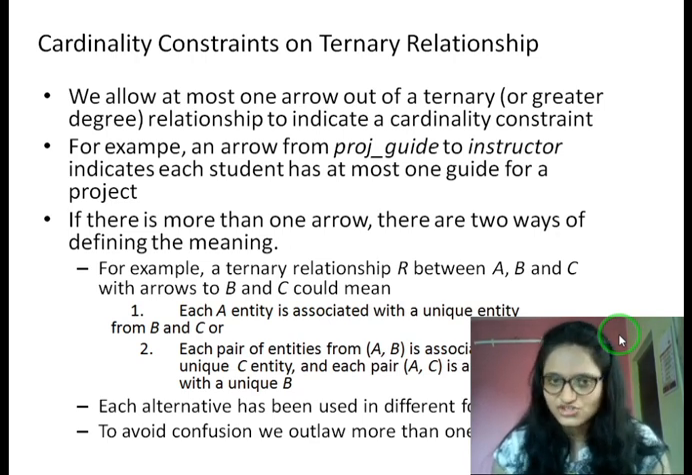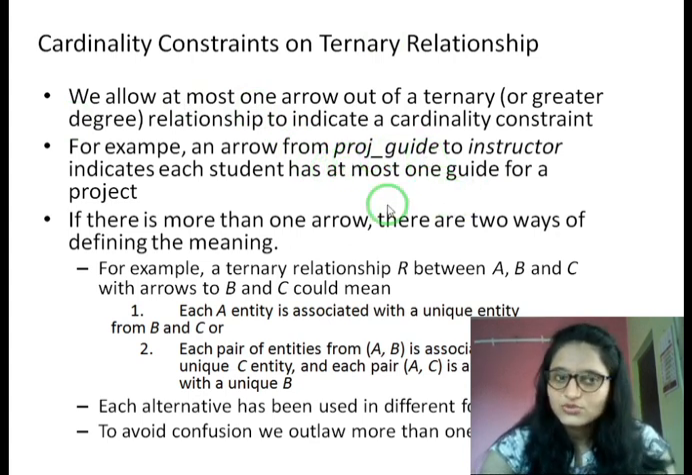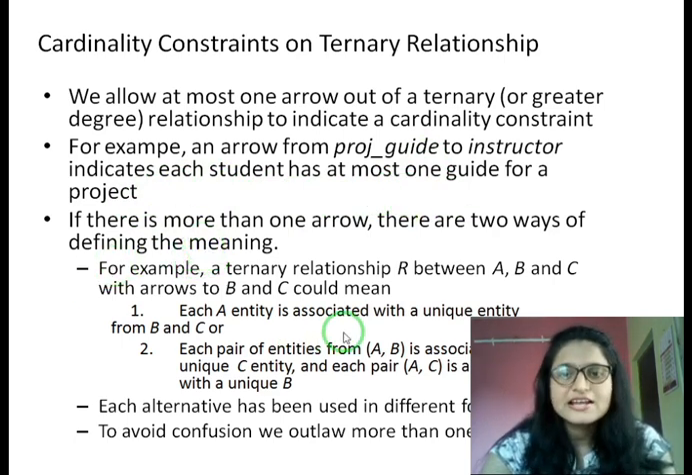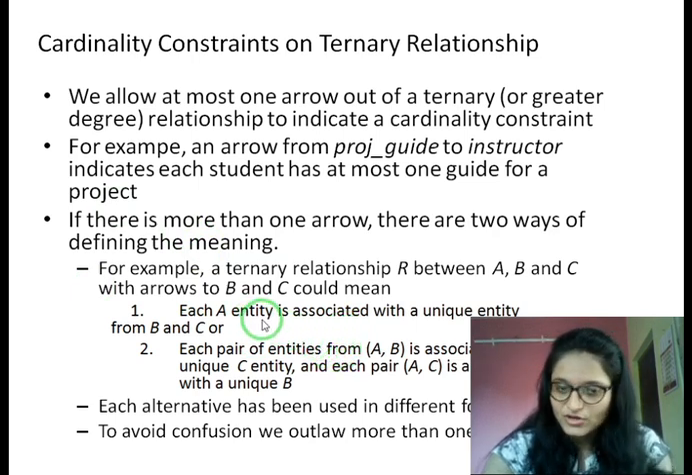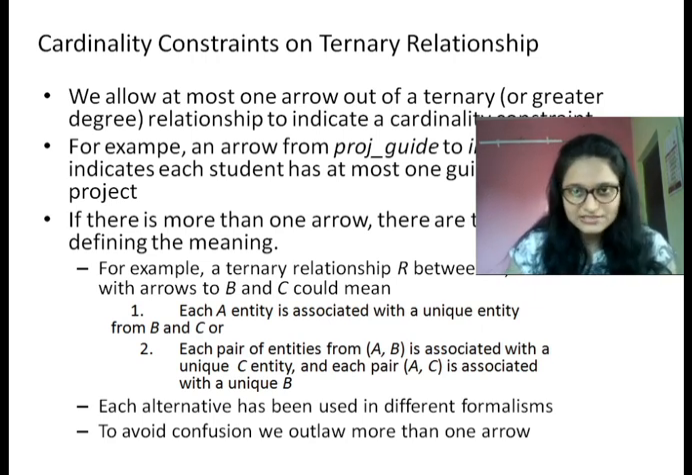See here, for example, an arrow from project guide to the instructor indicates each student has at most one guide for the project. If there is more than one arrow, there are two ways of defining the problem, as we discussed earlier. Each alternative has been used by different formalisms, and to avoid the confusion in our database management system, in the whole syllabus we assume that only one arrow is allowed, to avoid this confusion.